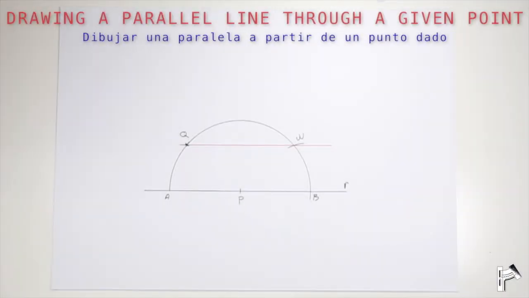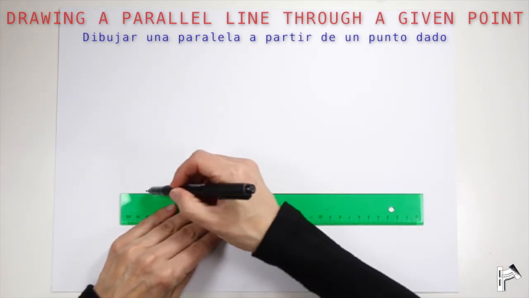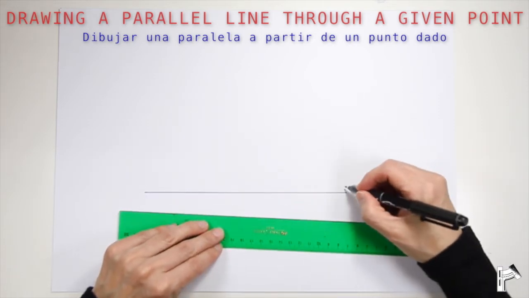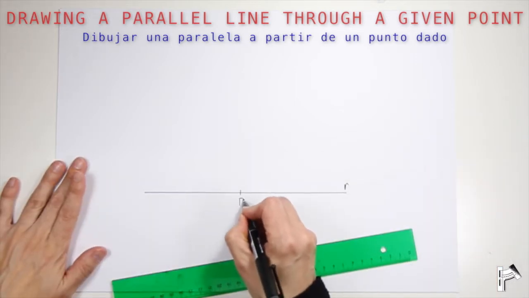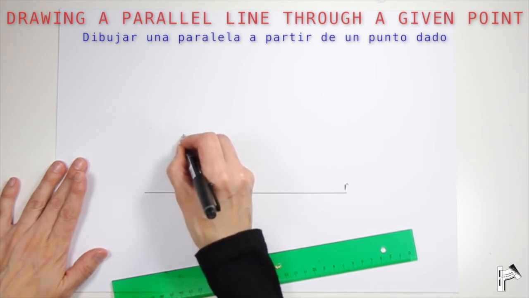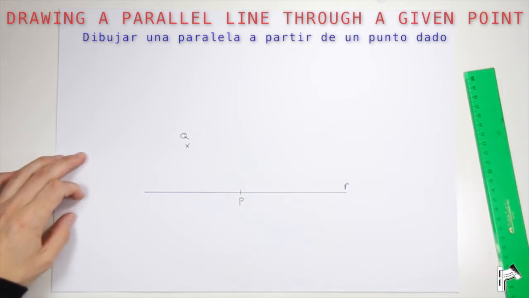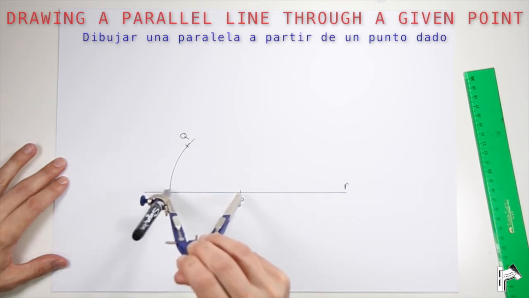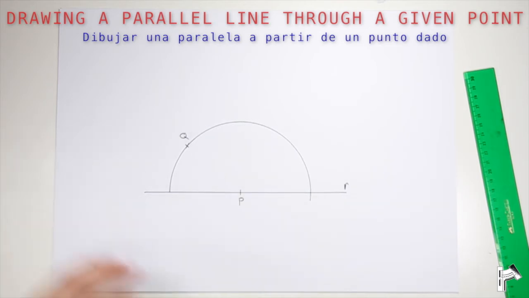Drawing a parallel line through a given point. We will set our compass on any one point on our line. We will call it point B. With our compass set at a length PQ, we will draw a semicircumference obtaining points A and B.